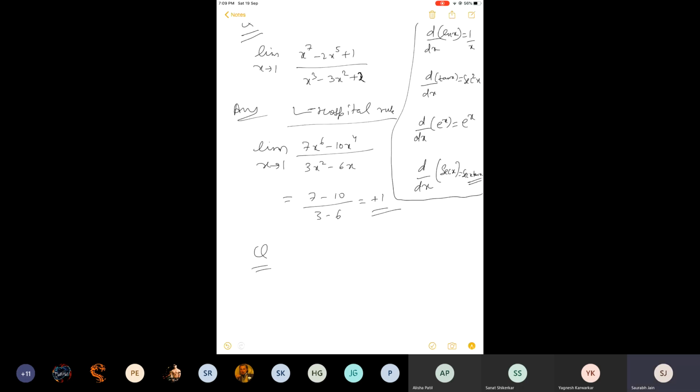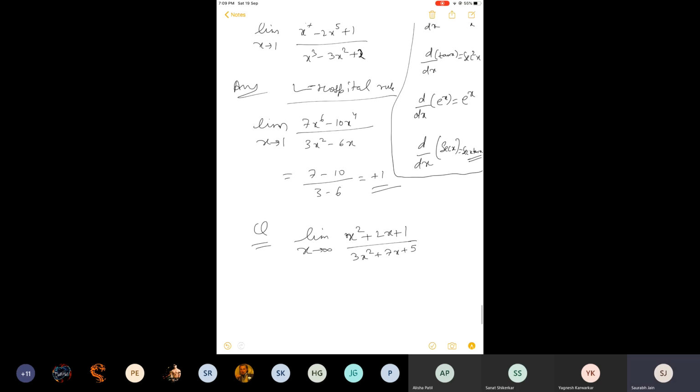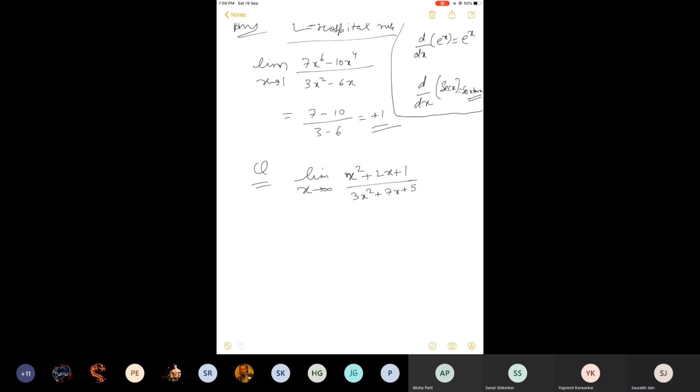Now suppose I have this question: (x square plus 2x plus 1) upon (3x square plus 7x plus whatever, let's say 5). Now the question is x tending to infinity. Overall the form is infinity by infinity, since infinity square is infinity and 3 into infinity square is infinity.